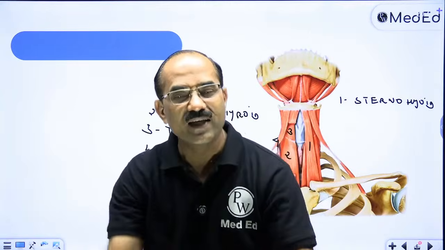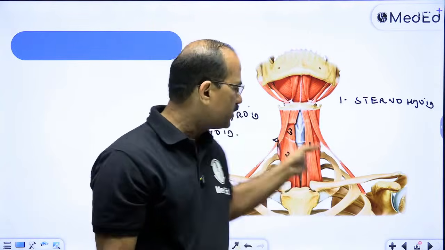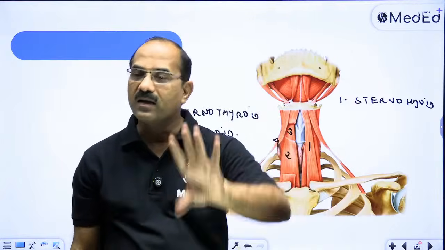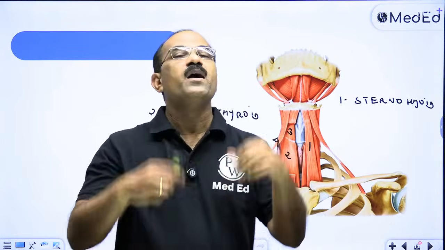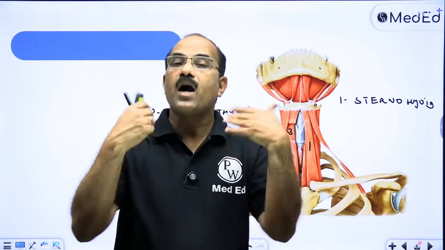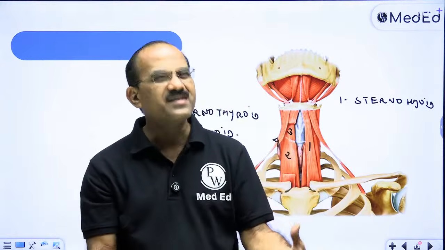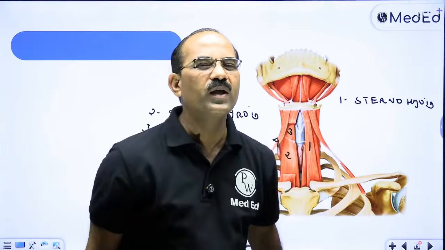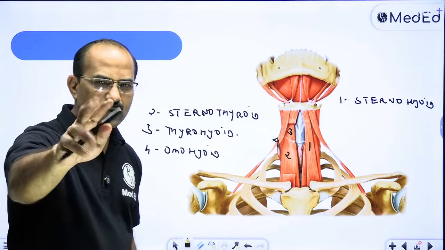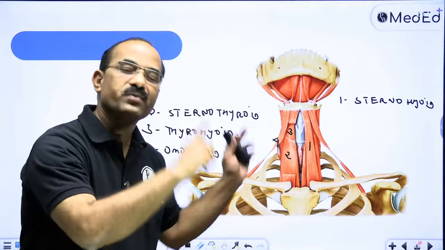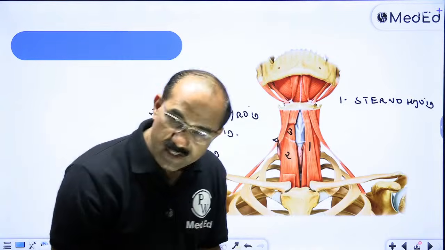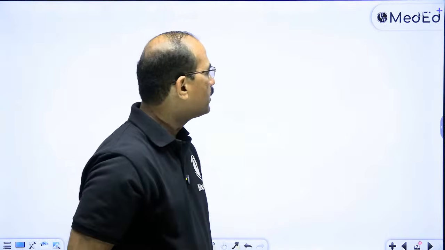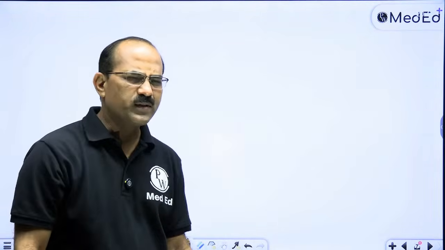Ansa cervicalis. So what is the nerve supply of these muscles? What is Ansa cervicalis? How is it formed? What does it supply? Let us understand the Ansa cervicalis. Okay, we are discussing the muscular triangle. Clear, children? I have told you the contents of the muscular triangle, the muscles. Now let us see the nerve supply of these muscles. Now try to understand.